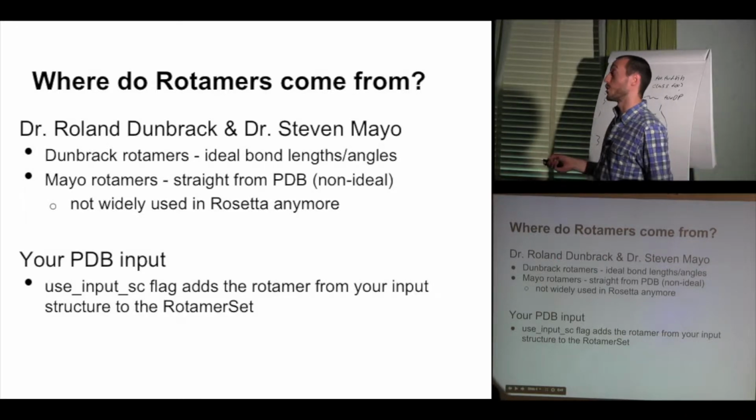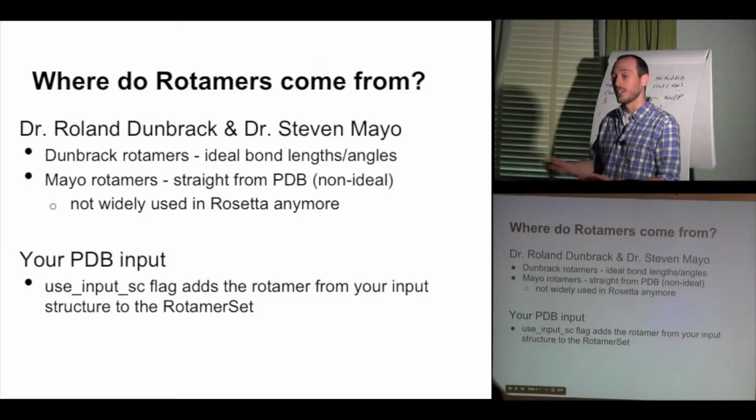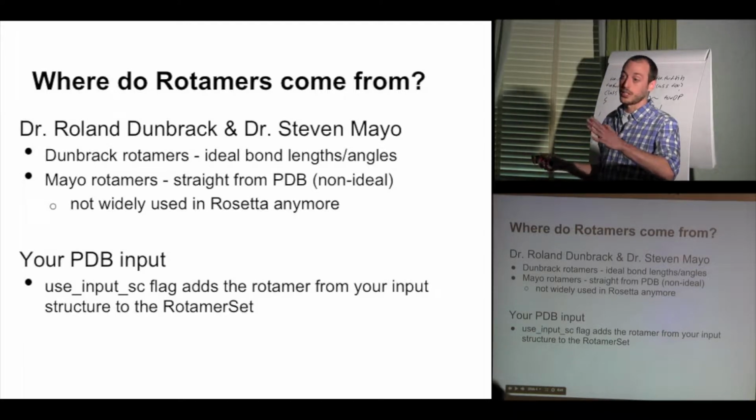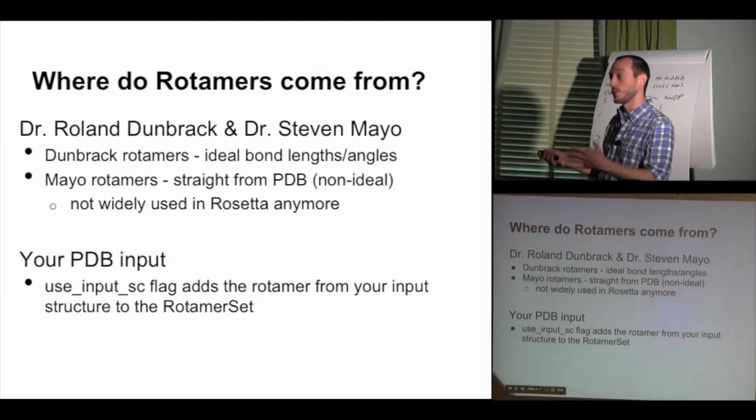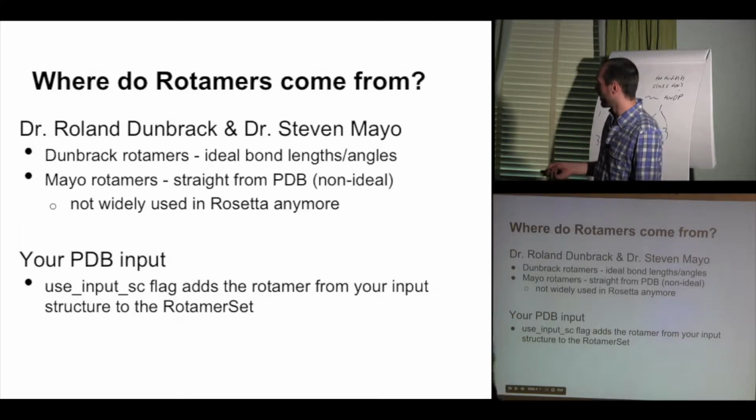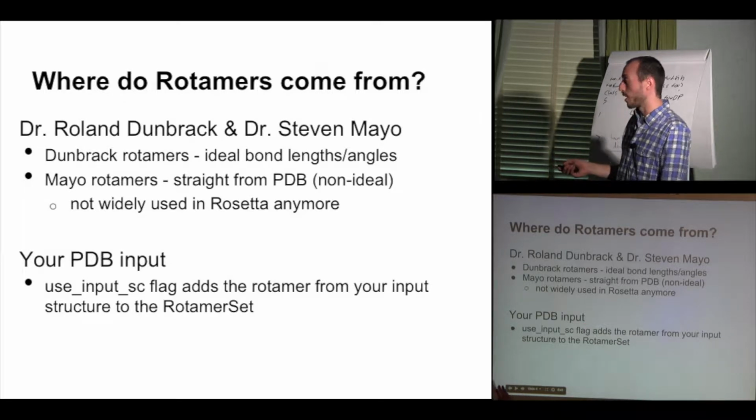And they can also come from your PDB. If you give an input PDB to Rosetta, you can say the current conformation of the sidechains I want to add as a Rotamer to the Rotamer libraries. And you do that using this use input sidechain flag or through task operations.